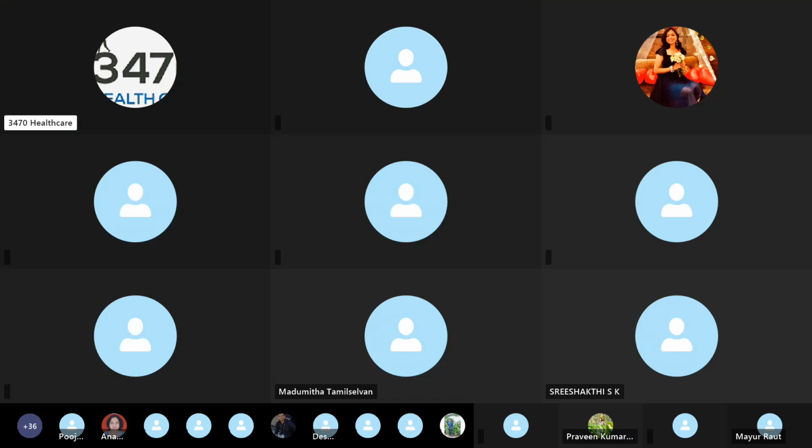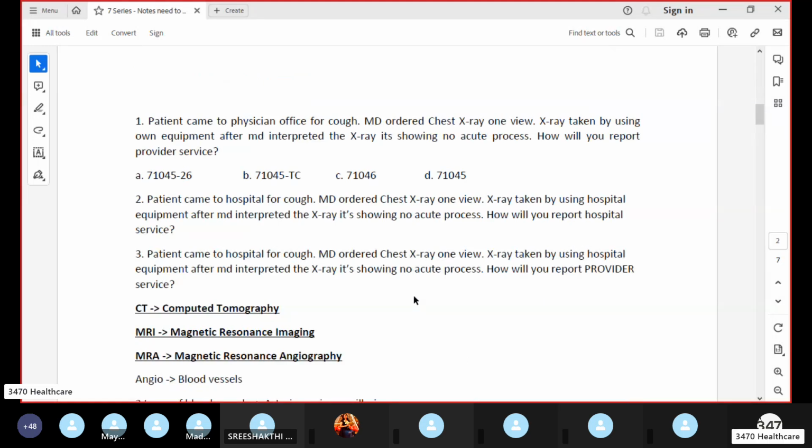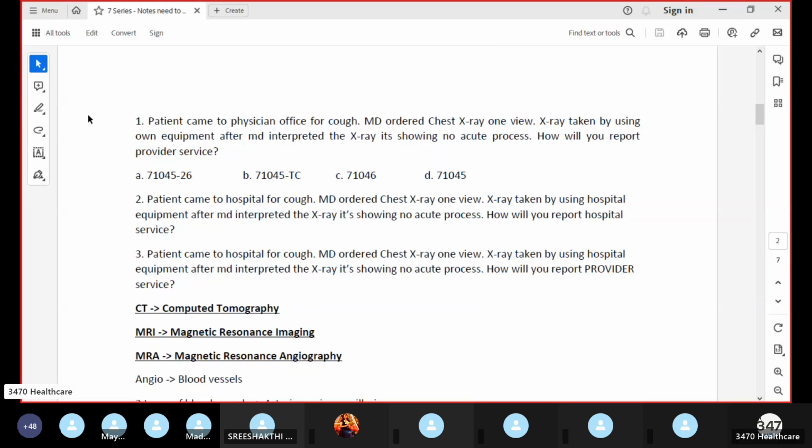The question is whether it is the provider service or technical. That is the difference. You are coding for the facility, or you are coding for the provider: physician billing or facility billing. So you need to know that. And if you want to take the X-ray codes, you need to go to the back side of your book, under X-ray, under elbow, 1 view, 2 view, 5 view, or ankle. I'm giving the modifier related questions first, then I will go to the direct X-ray questions. So you can give the modifiers.